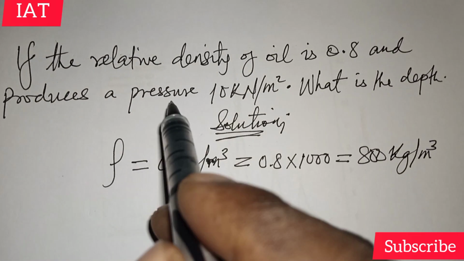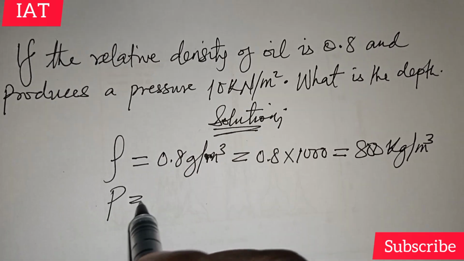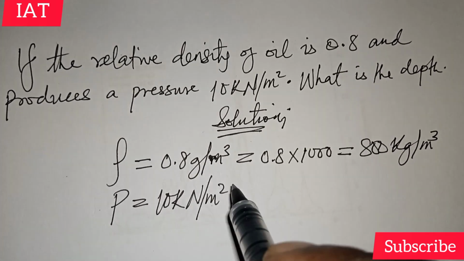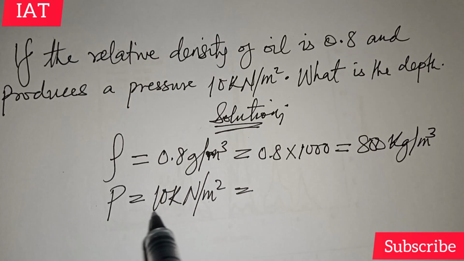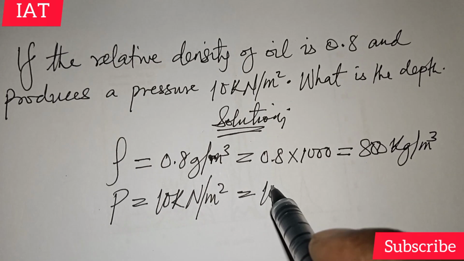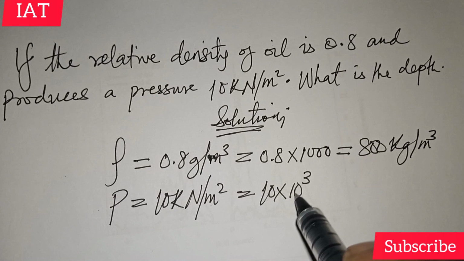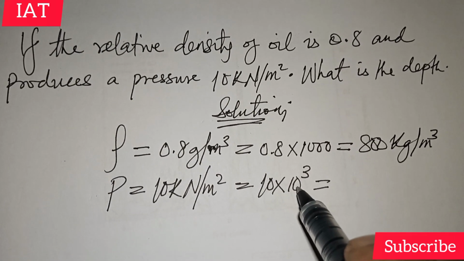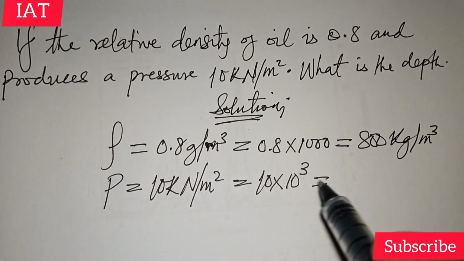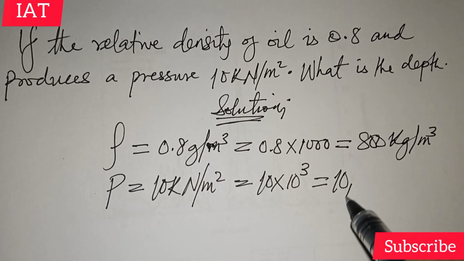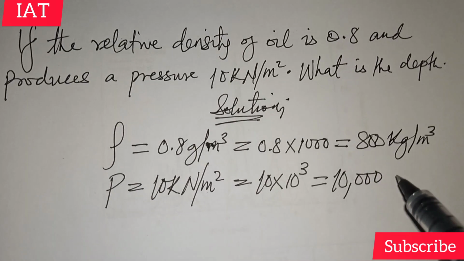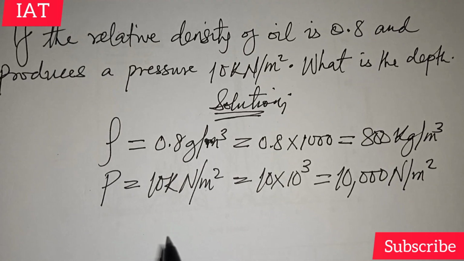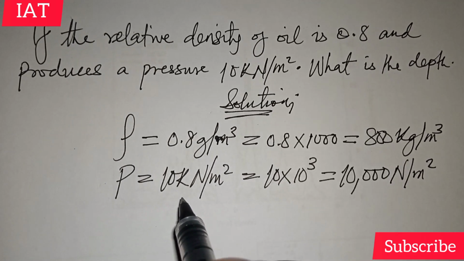Again, in the equation we have the pressure given as 10 kilonewton per meter square, and 10 kilo is the same thing as saying 10 times 10 to the power of 3. Kilo is 10 to the power of 3, which is 1000, times this 10 will give us about 10,000 newton per meter square. I like breaking them down so that it will be easier. So what is the depth?